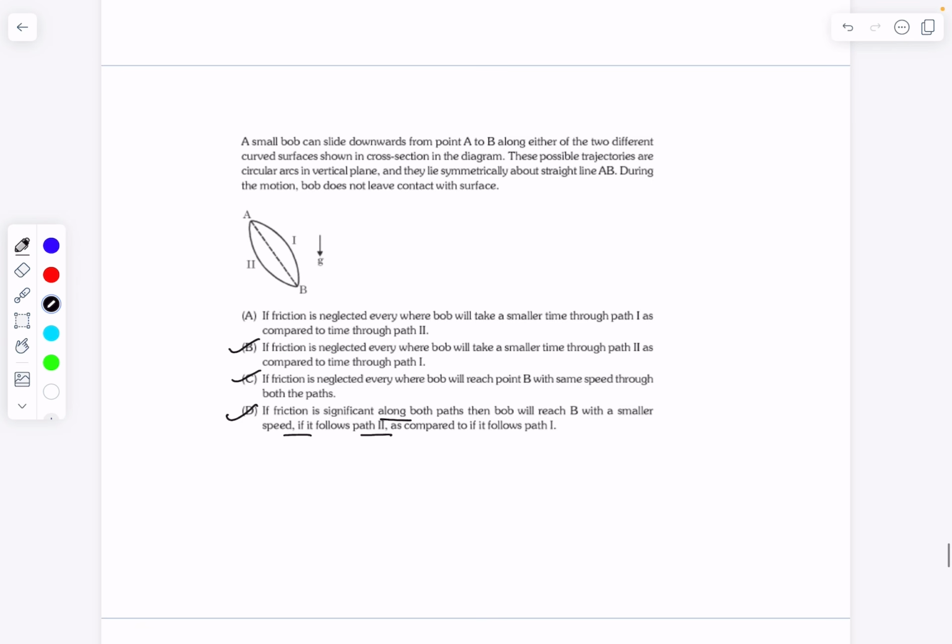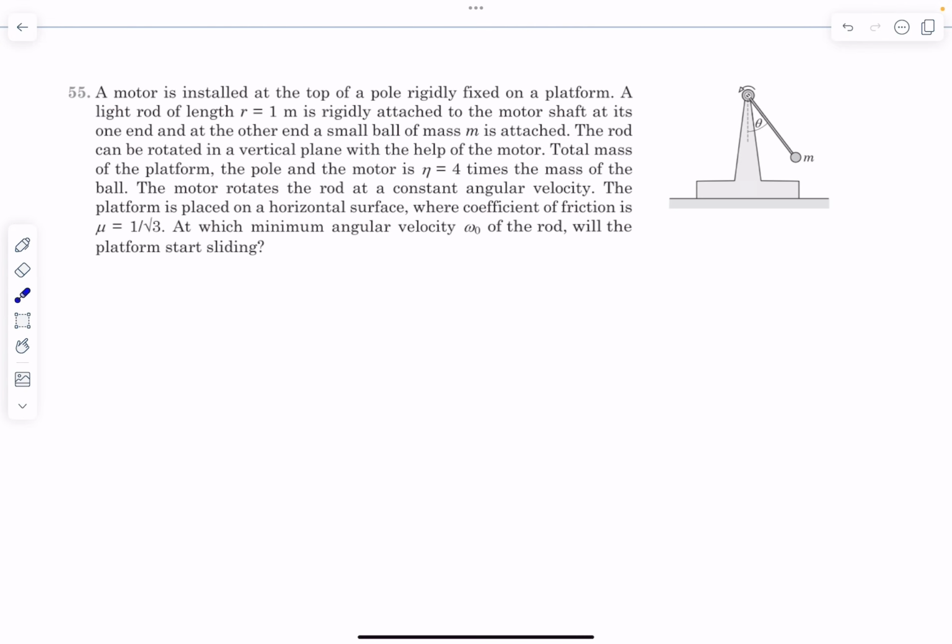Okay. So now let's move on to the next question. In the next problem, we have a motor that is installed at the top of a pole rigidly fixed on a platform. A light rod of length 1 meter is rigidly attached to the motor shaft at one end, and at the other a small ball of mass m is attached. The rod can be rotated in a vertical plane with the help of the motor. Total mass of the platform, the pole and the motor is 4 times the mass of the ball.